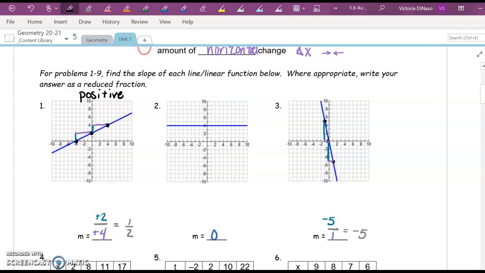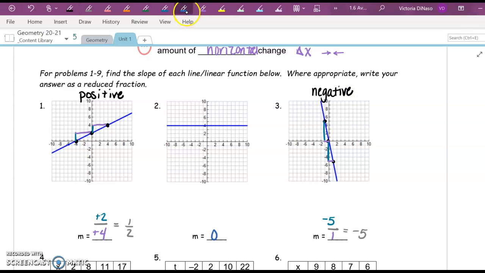Number 3, I'm going to skip number 2 for a second. Number 3, I'm going down 5 and then to the right 1, which reduces to -5. When you read this graph from left to right, the line is going down. If you were to walk along this line, you'd be moving downwards. So this is a negative slope.